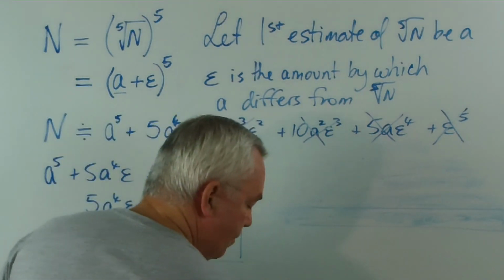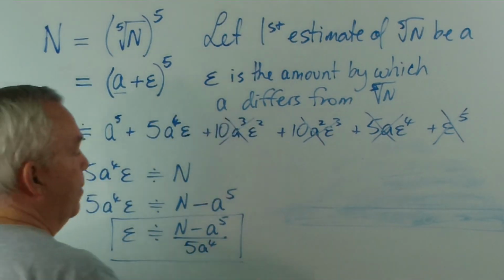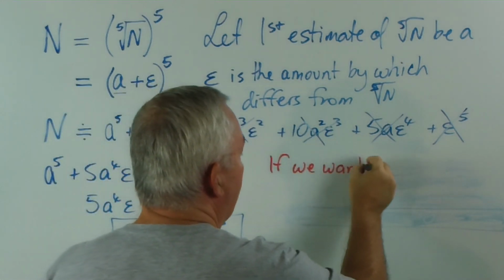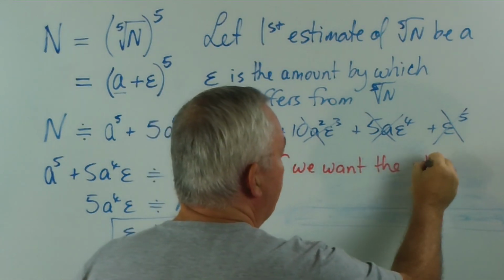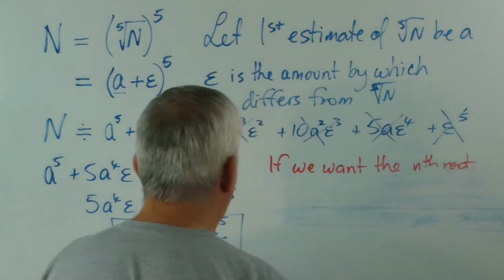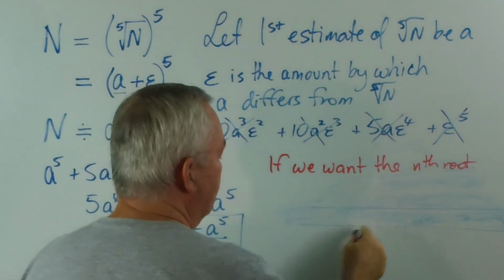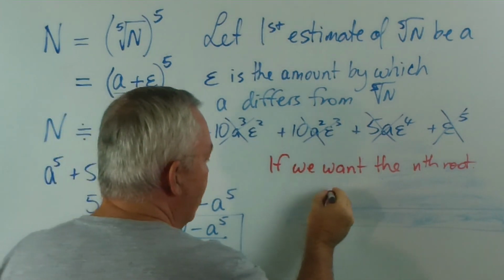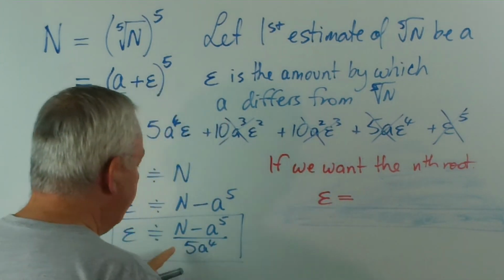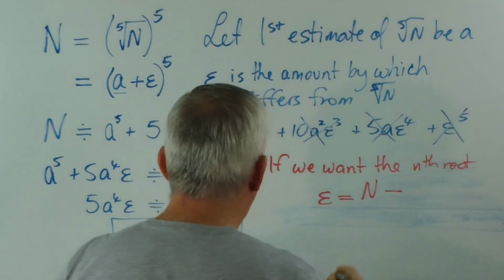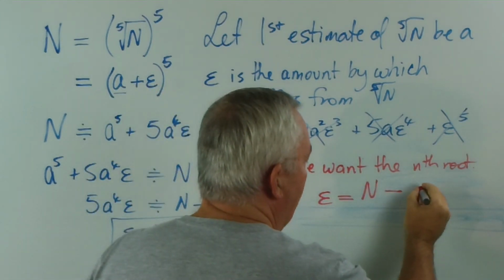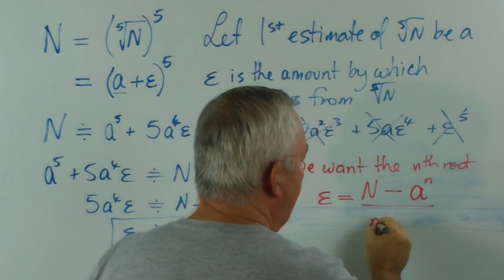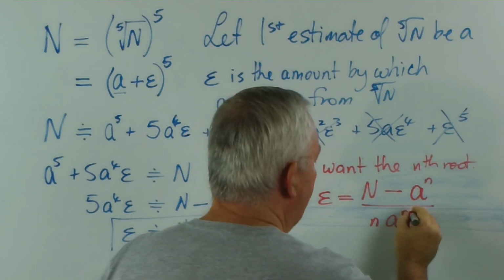What I wish to point out is how it generalizes. If we want the nth root, do I want n or do I want k? I think you can live with a small n for nth root. Then the adjustment factor we're going to need is going to be n minus a to the little n over n a to the n minus 1.